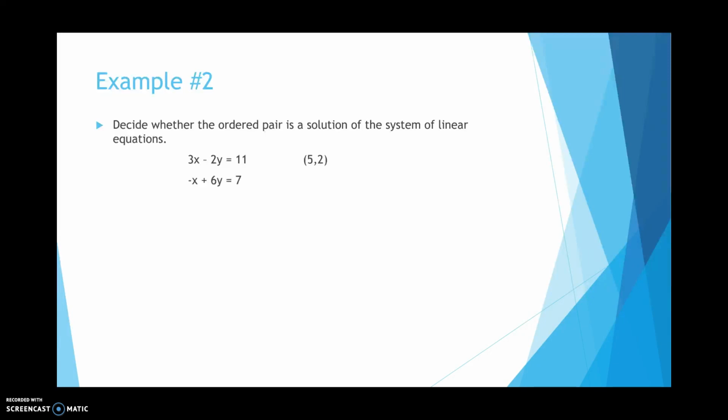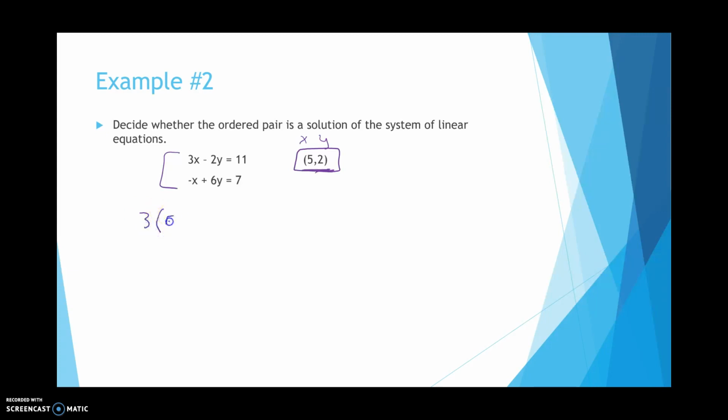Example number 2, this one you don't necessarily have to graph. It's saying decide whether the ordered pair, so here they're giving you the intersecting point, the ordered pair is (5, 2), is a solution of the system of linear equations of these two equations. So what we're doing is we're just substituting 5 in for x, 2 in for y into each equation to see if it's true.